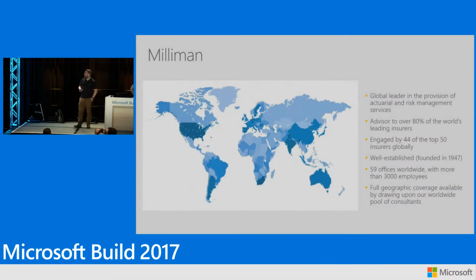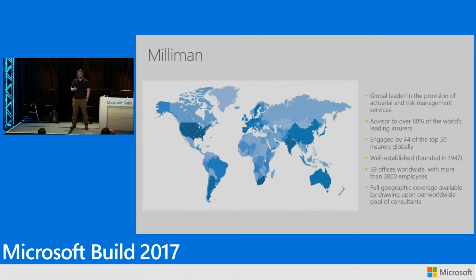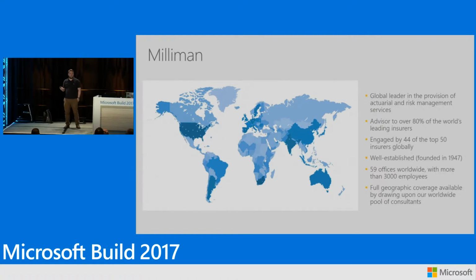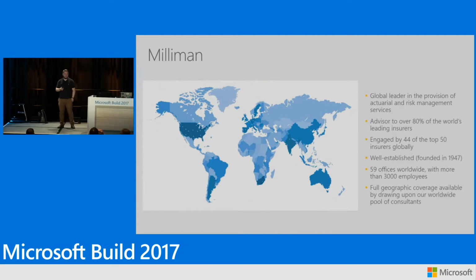Hi, everyone. I'll give you a quick introduction to Milliman. I expect none of you have heard of us before now. We're a global leader in the provision of actuarial risk management solutions. We advise 80% of the world's leading insurers, and we have offices all around the world. I actually work in London. Actually Southampton, but London may as well be Southampton. We have our headquarters here in Seattle, so I'm here quite a bit working closely with Mark and team.